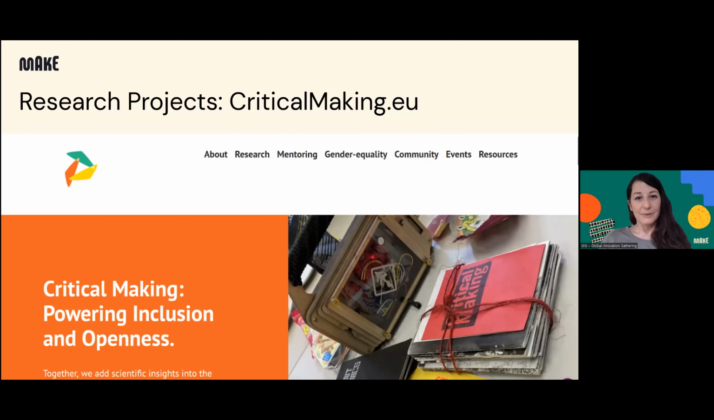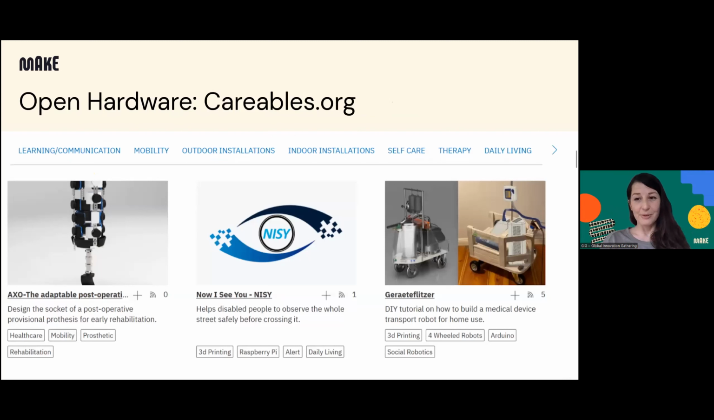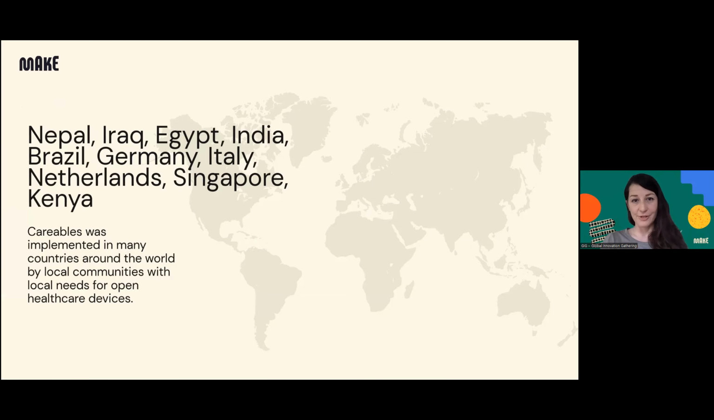We also do that in other projects such as Carables, which is a project that we're really proud of that we did in the past, together with other consortium members, to create an open source portal for medical devices and medical applications that are also open source, adaptable and reusable. And we try to make sure that these were not just created by European communities, but really around the globe in countries like Nepal, Iraq, Brazil, etc., involving local communities with special healthcare needs and connecting them with makers to create their own devices that will go on this platform.